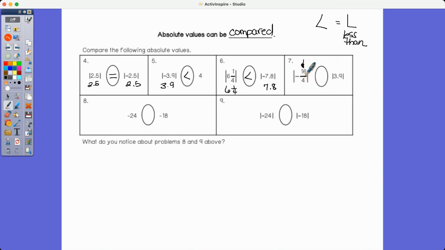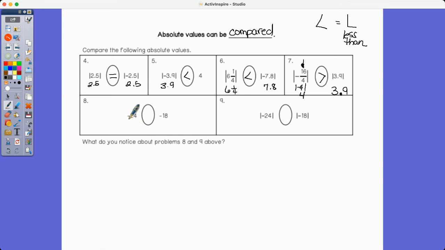Because this is just another way to write division. What is 16 divided by 4? Well, they're actually asking us what is the absolute value of negative 4. The absolute value of negative 4 is positive 4. So what do I have here? Okay, so I have 4 is greater than the absolute value of 3 9/10.